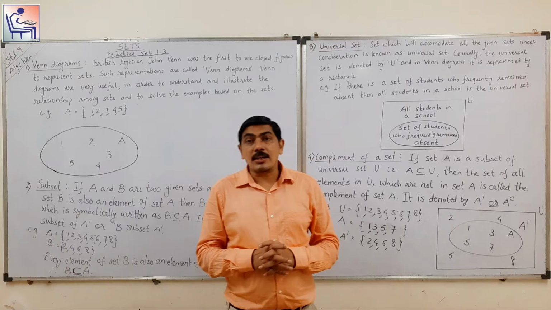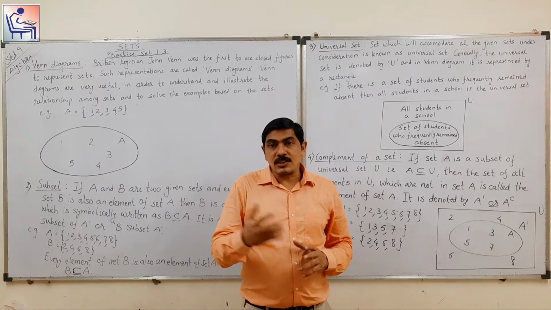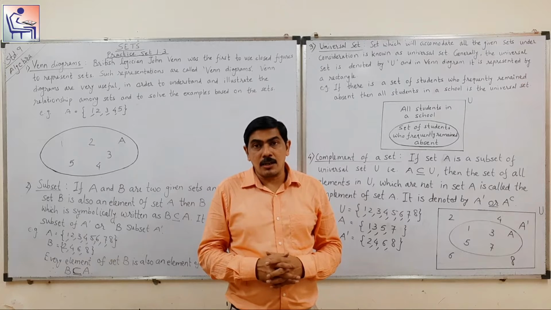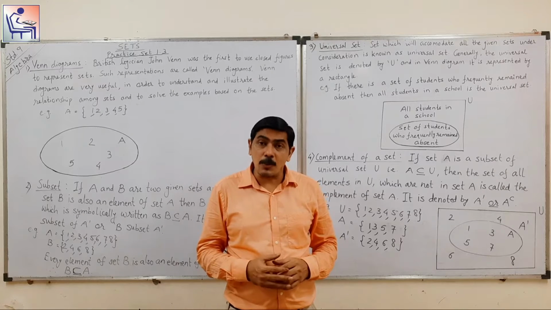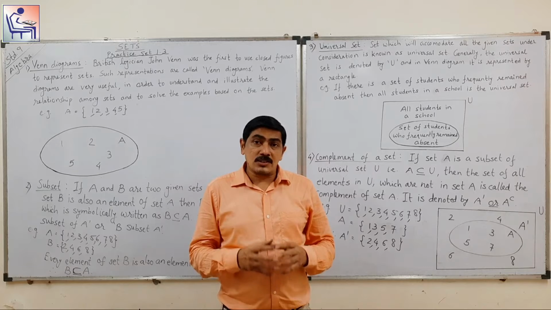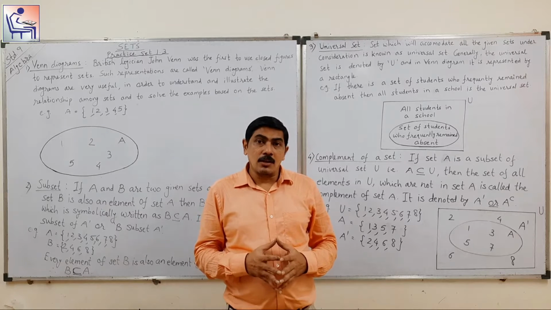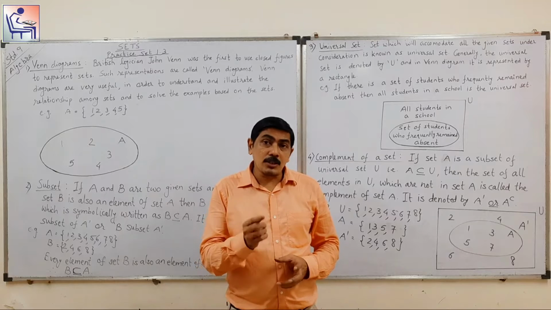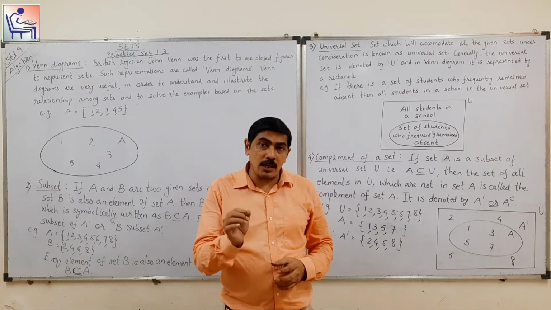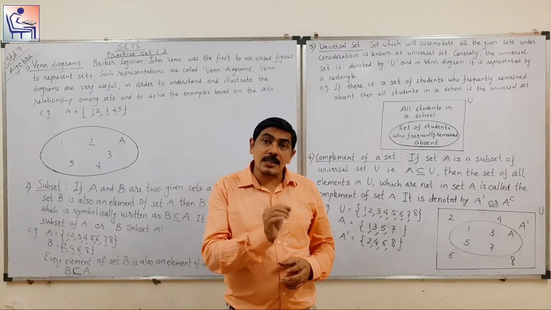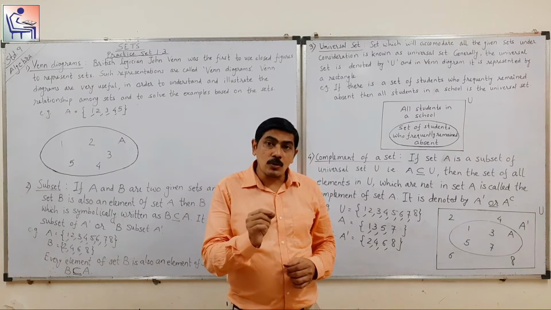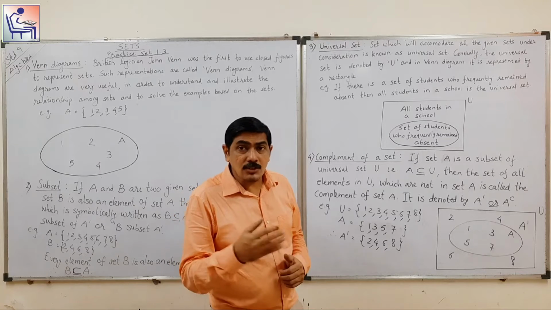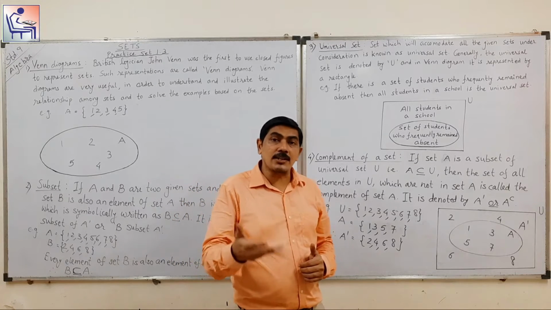अगर set A universal set का subset है और set A में जो elements हैं वो सारे elements set U में available होंगे, पर जो elements set U में हैं लेकिन set A में नहीं हैं वो सारे elements A complement में जाएंगे. That is called a complement of set A.